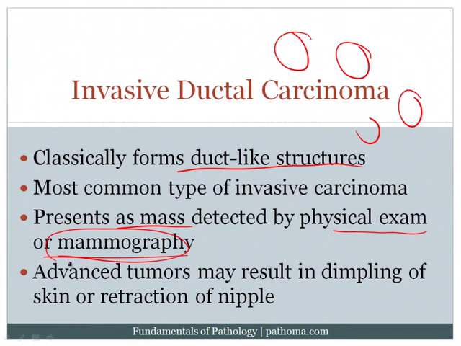One of the important things to recognize concerning breast cancer is that as the tumor begins to spread through the breast, it can result in dimpling of the skin or retraction of the nipple. Now let's remember that retraction of the nipple is not always due to cancer. It can be due to inflammatory conditions as well. However, in this particular case, it is a consequence of cancer, so just something to be aware of.